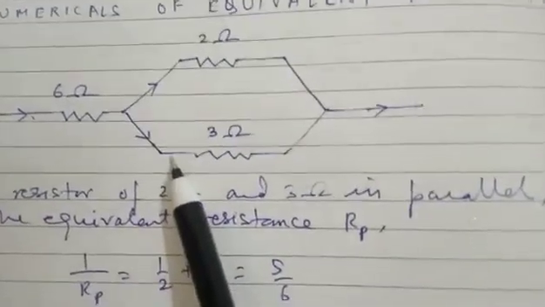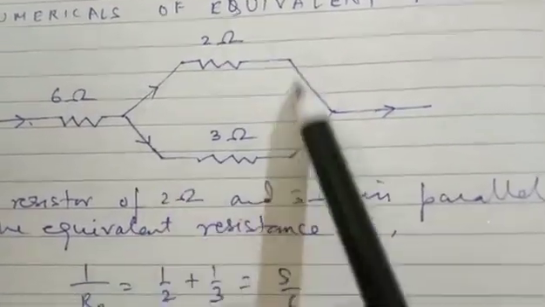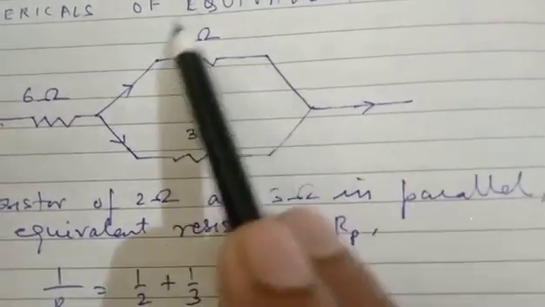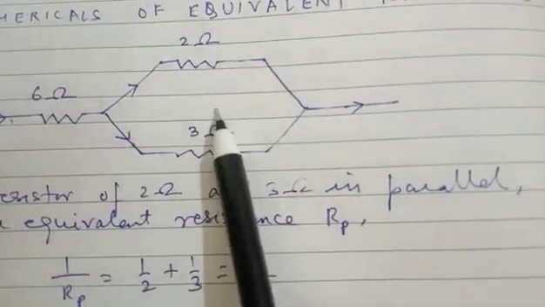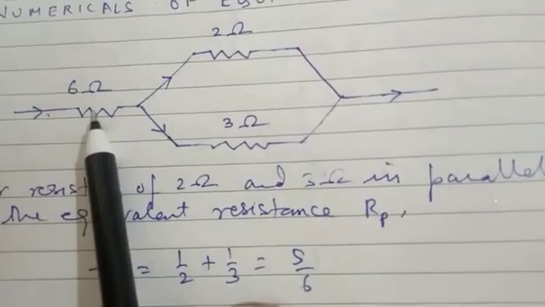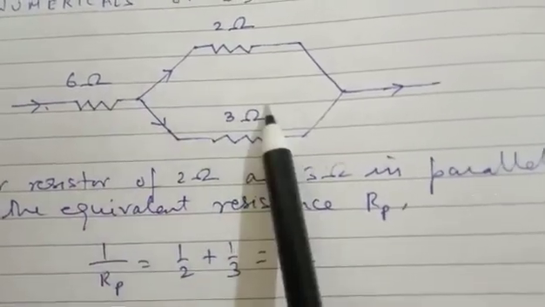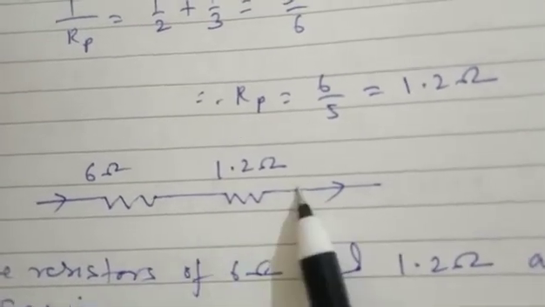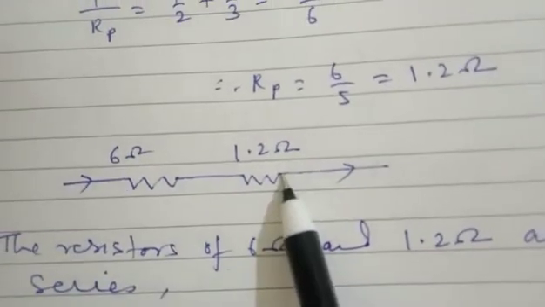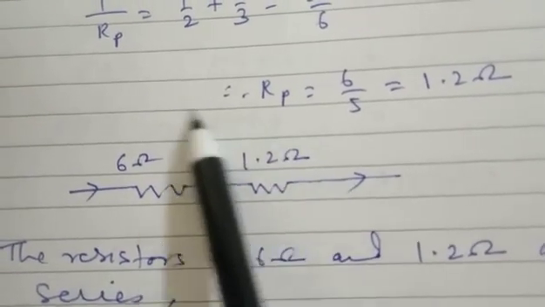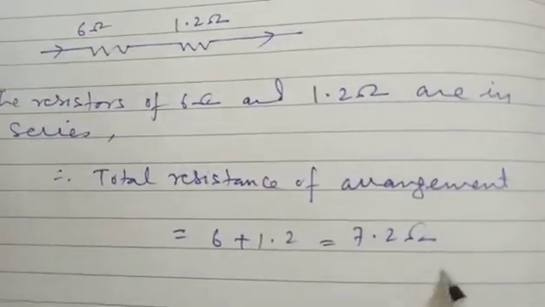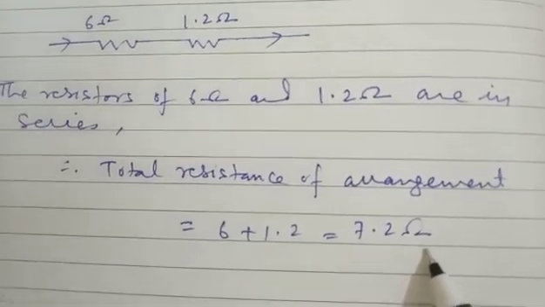So if you look at the question here, in the diagram, first we solved this part which was in parallel. We got the equivalent resistance of this branch. Now this equivalent resistance and this 6 ohm are connected in series because the same amount of current was passing through both of them. And when the same amount of current passes through both the resistors, they are assumed to be connected in series. So the total resistance of the arrangement is coming to be 7.2 ohm.